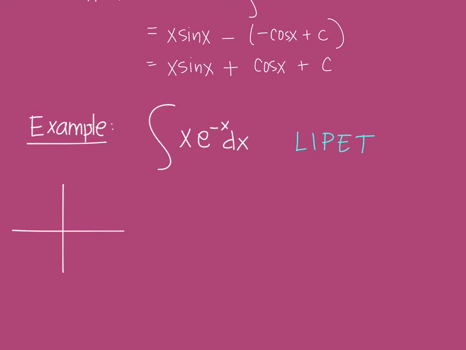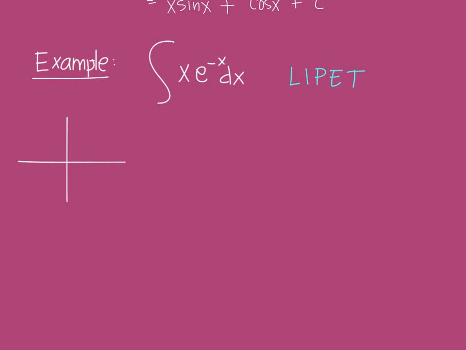All right, first, the most crucial part is what you choose as your u part. So according to the hierarchy of LIATE, what should we choose? The x again, because x is still a linear piece, which is part of a polynomial. E to the negative x is an exponential. It comes later in the priority list. So that means x is chosen as your u, and everything else goes here.